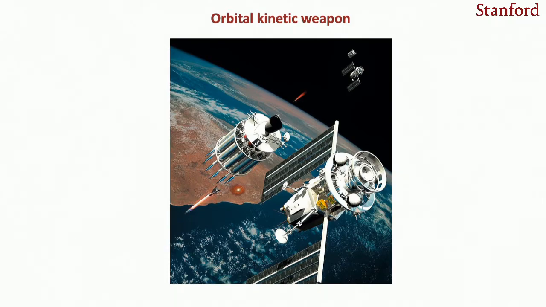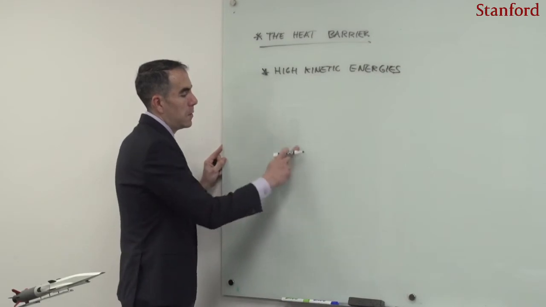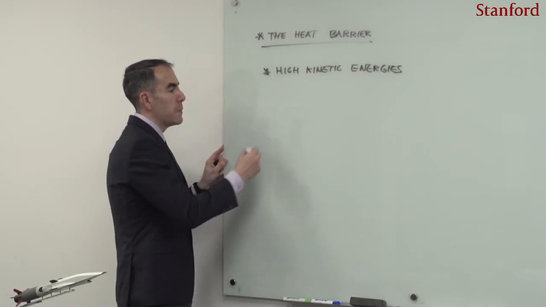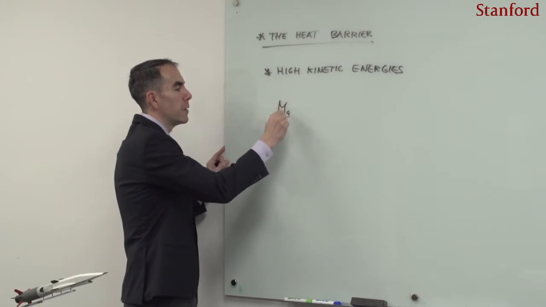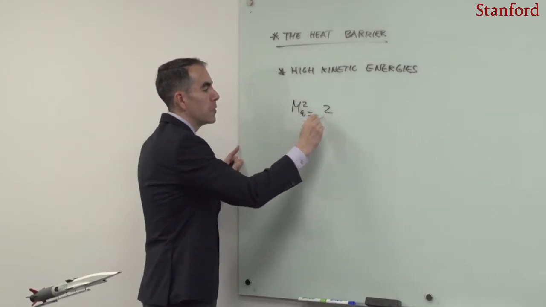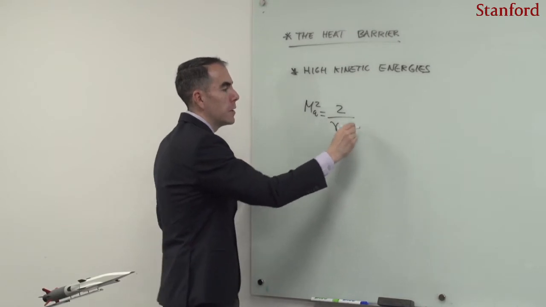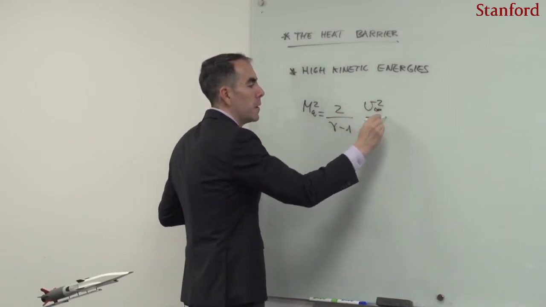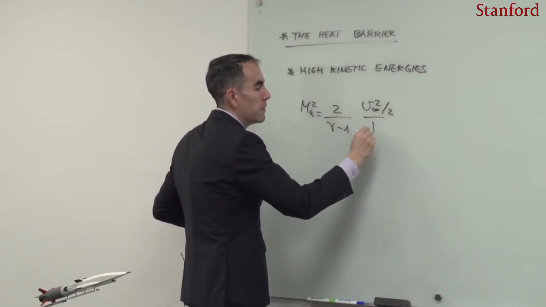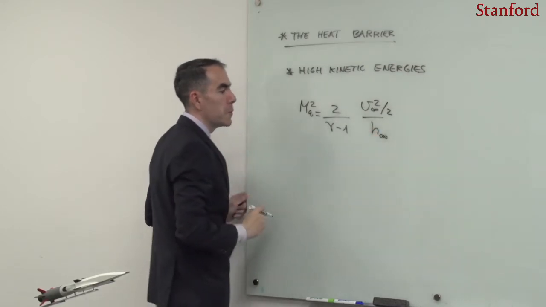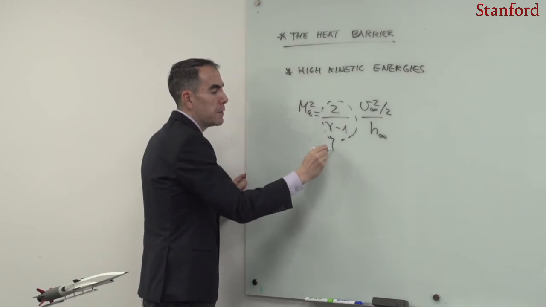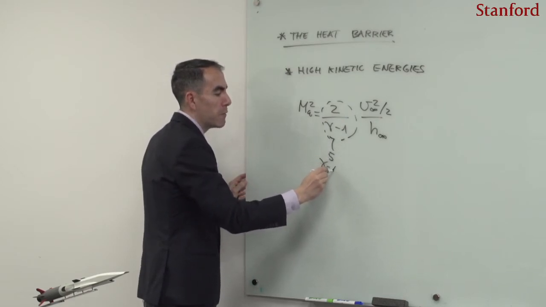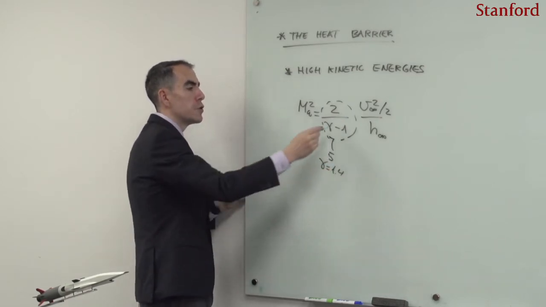So if I go here and I write the Mach number, right? In terms of the kinetic energy, I showed you before that the Mach number squared can be written as 2 divided by gamma minus 1, multiplied by u infinity squared divided by 2, and divided by the static enthalpy of the environment. This factor that is here is 5 for gamma equal to 1.4. So this is to say the following.